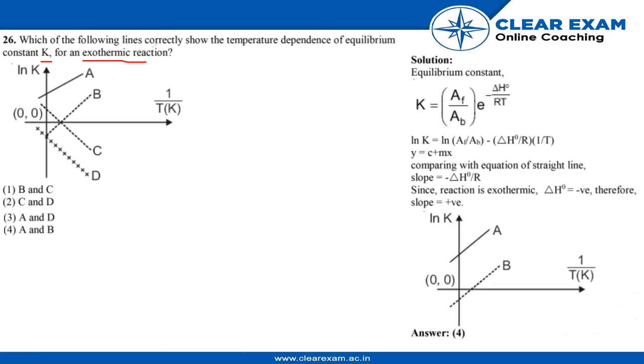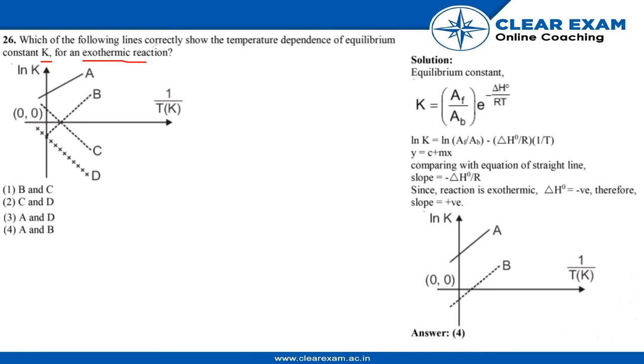So according to the solution, the equilibrium constant K equals A_f upon A_b times e to the power minus delta H upon RT. So we take ln on both sides: ln K equals ln (A_f by A_b) minus delta H naught by R into 1 by T. Therefore y equals c plus mx.